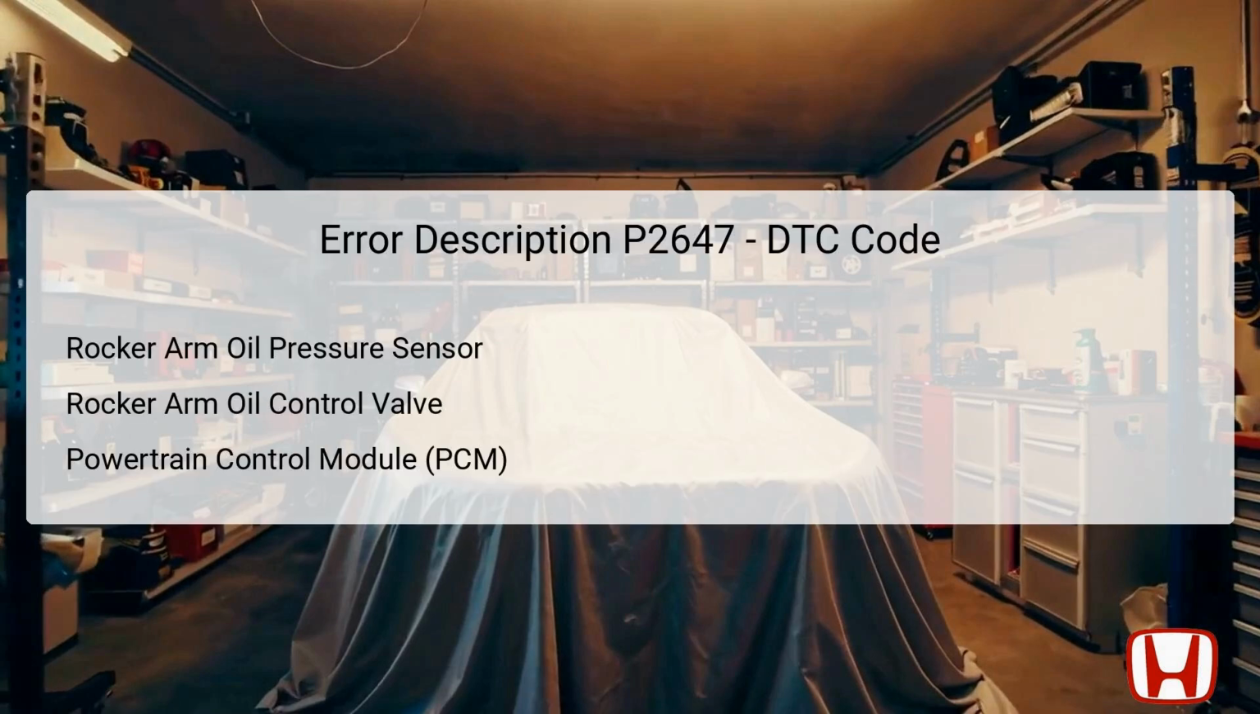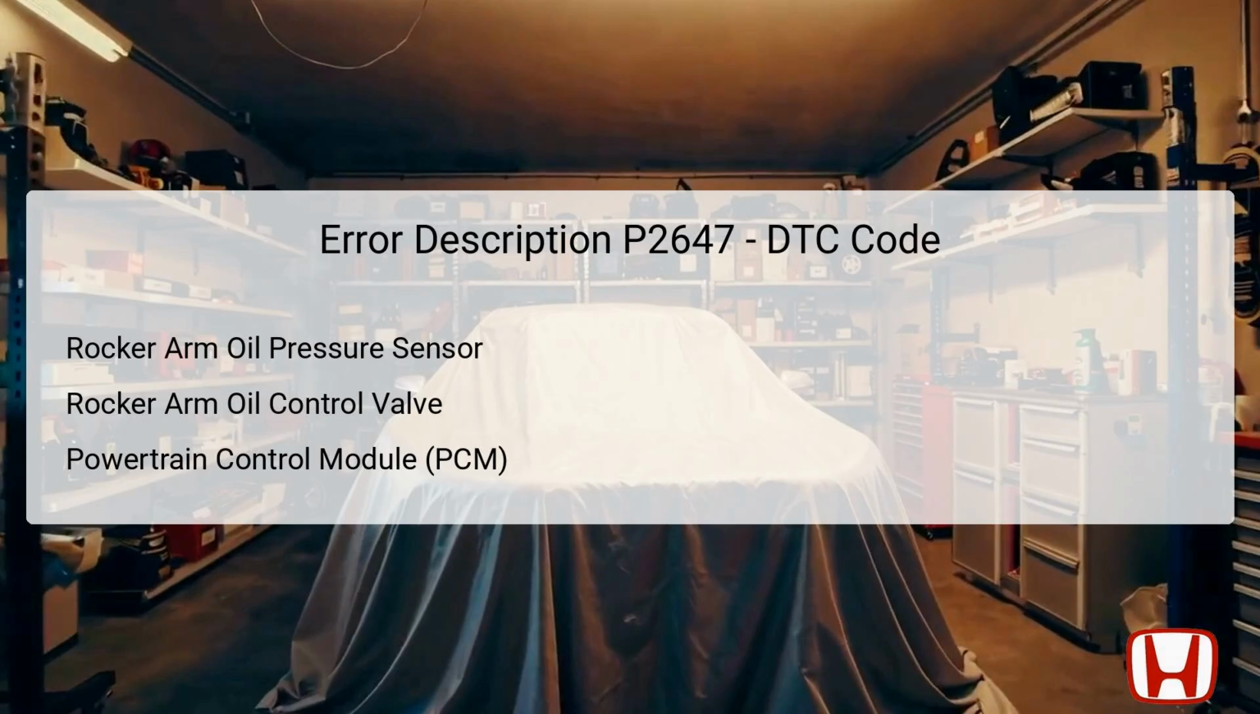The error P2647 is associated with the rocker arm oil pressure sensor, the rocker arm oil control valve, and the PCM. The rocker arm oil pressure sensor is a critical component that measures the oil pressure supplied to the rocker arm assembly. It is responsible for ensuring that the correct amount of oil is available for effective engine operation, especially in systems utilizing VTEC. The rocker arm oil control valve, located near the rocker arms, regulates oil flow based on commands from the PCM. The PCM utilizes this information to optimize engine performance by adjusting valve timing.